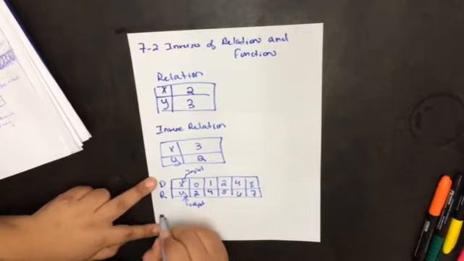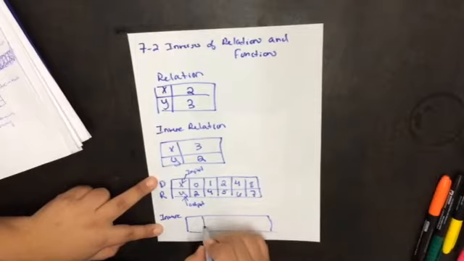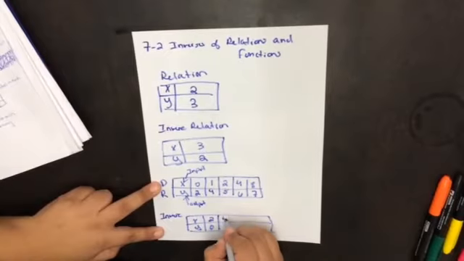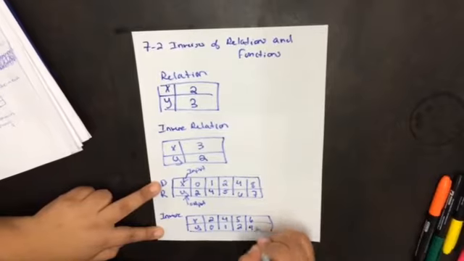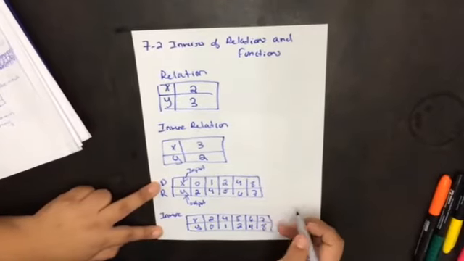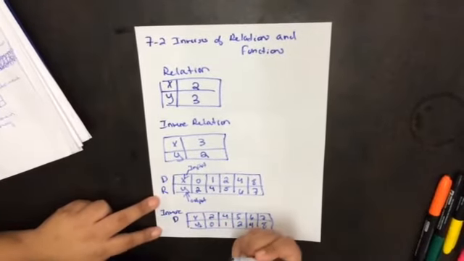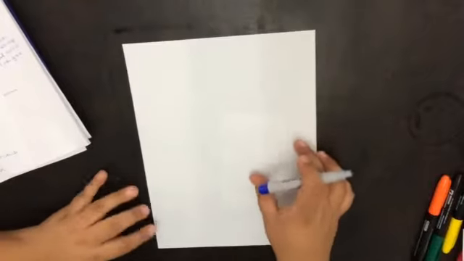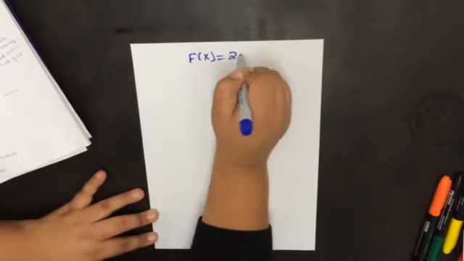The inverse will be 2 and 0, 4 and 1, 5 and 2, 6 and 4, and 7 and 8. As you can see now, the range became the domain, and the domain became the range. So what if we have a function? For example, f of x equals 2x.